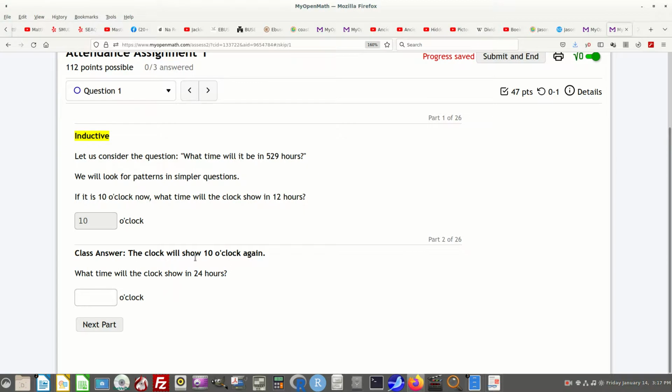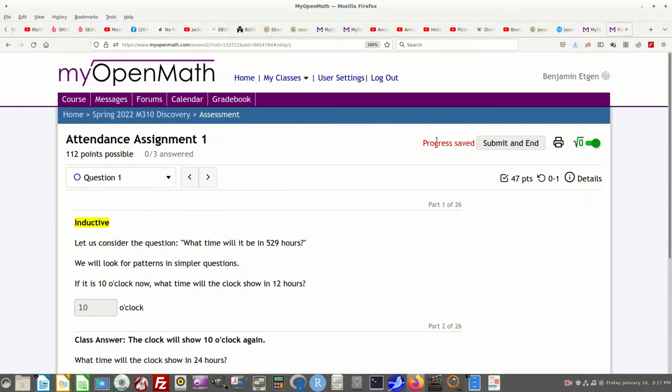Now it says the clock will show 10 o'clock again. Good. Looks like I got what I expected for that first part. What time will the clock show in 24 hours? So let's see. 12 hours, it's 10 o'clock again. Another 12 hours, 10 o'clock. So I'll go through a little bit of this. So next part, and I can keep opening new parts. Notice that the progress is saved as I go through this.